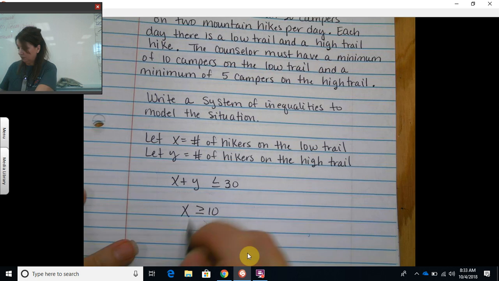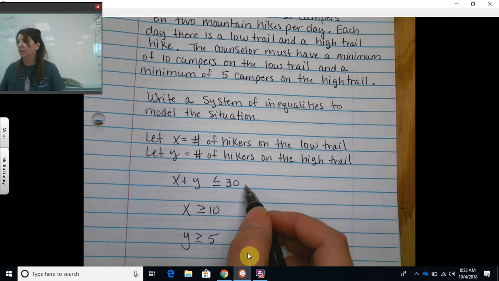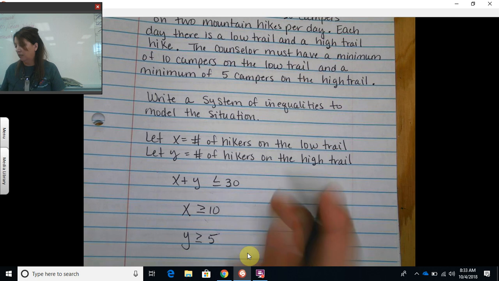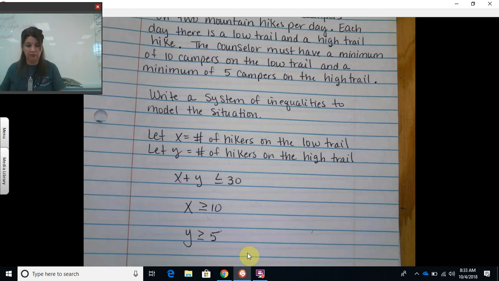Very good. So, on that top inequality, what's my x-intercept going to be? 30. What's my y-intercept going to be? Do we need to do the math to figure that out? No, that's an easy one.